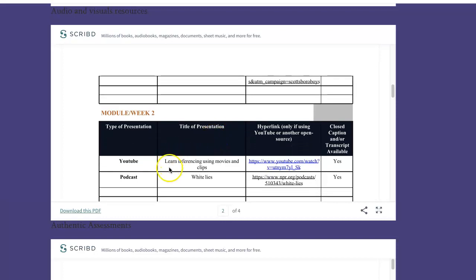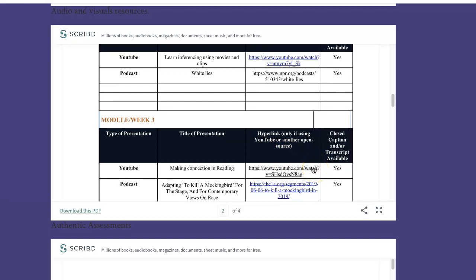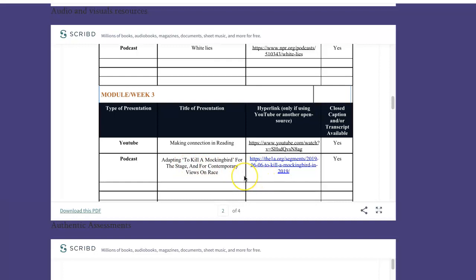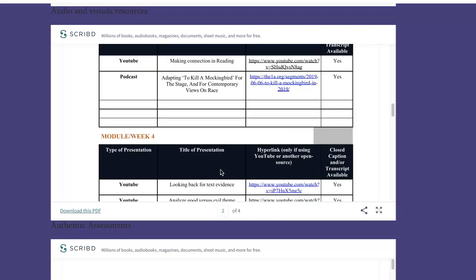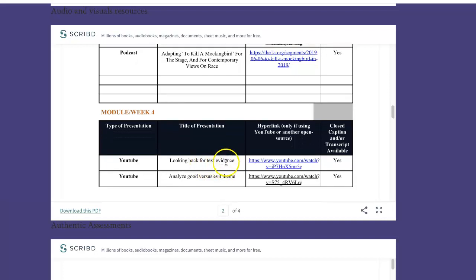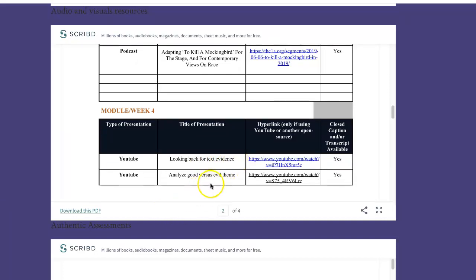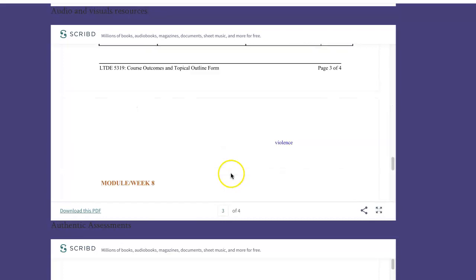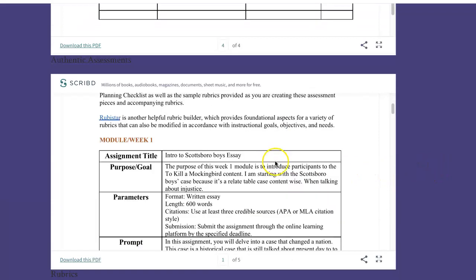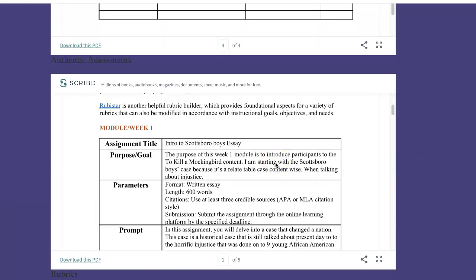You have YouTube for inferencing, and then a podcast titled White Lies, making connections, how to make connections, a podcast on whether To Kill a Mockingbird should still be used for contemporary reading, how to find text evidence, and then analyzing the good and evil theme, and that just went on throughout. Here, each week we had an authentic assessment.